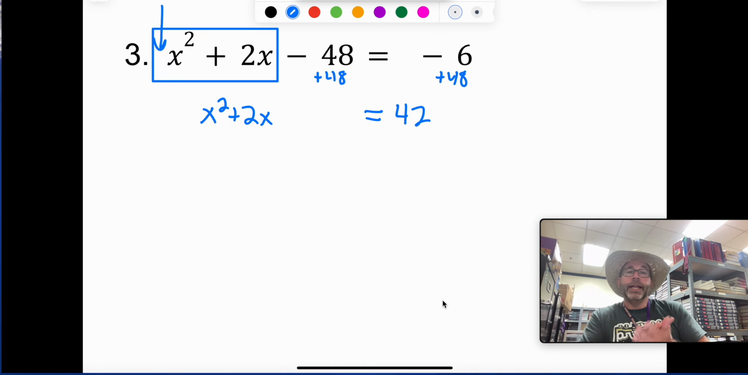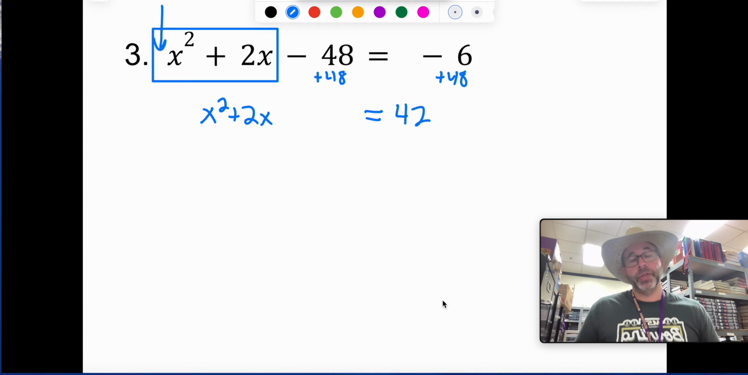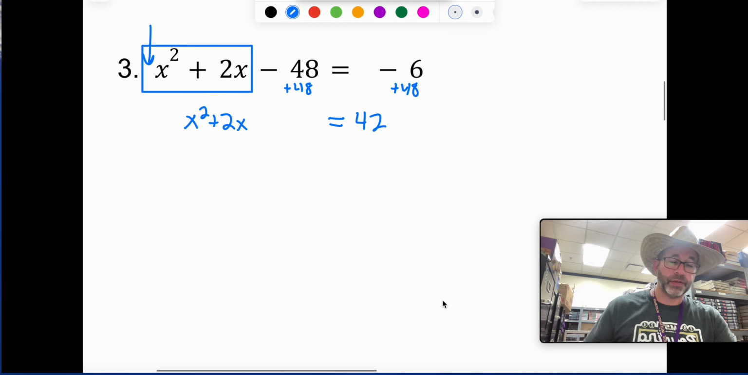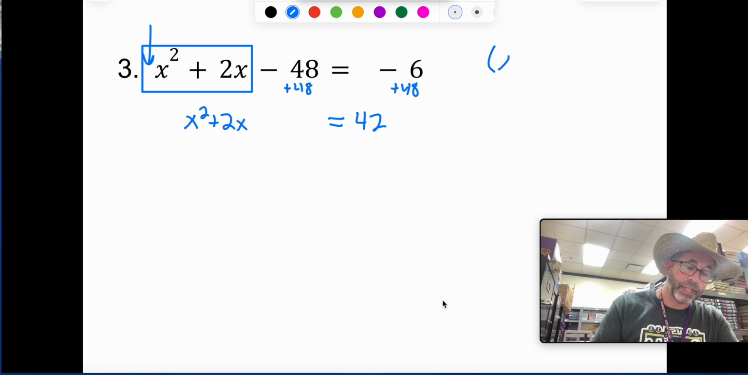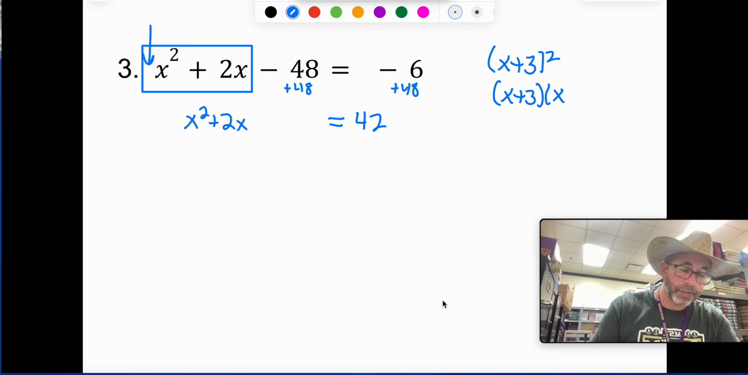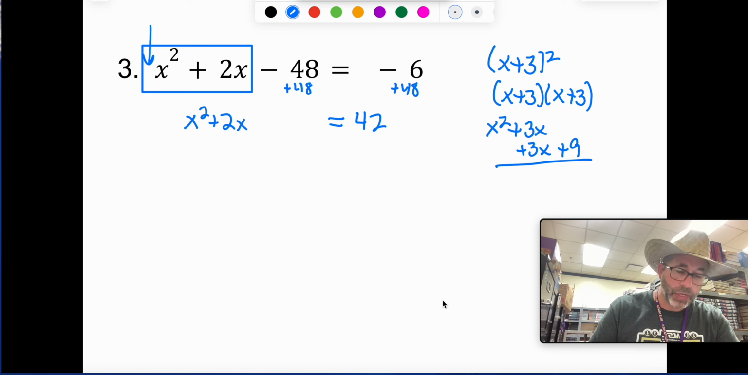Okay. Now, completing the square. Completing the square is taking into account the fact that if I gave you a binomial, let's say I gave you like x plus 3 squared, and I was to multiply this out, x plus 3 squared is the same as x plus 3 times x plus 3, which is x squared plus 3x plus another 3x, and then plus 9 when you go through and multiply that out. So that's equal to x squared plus 6x plus 9.